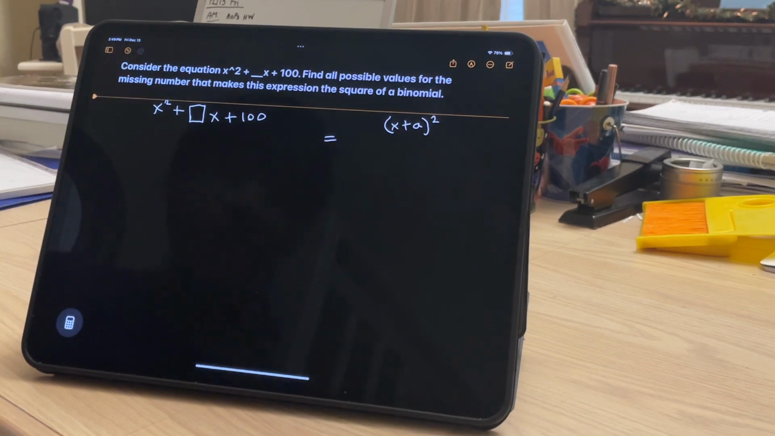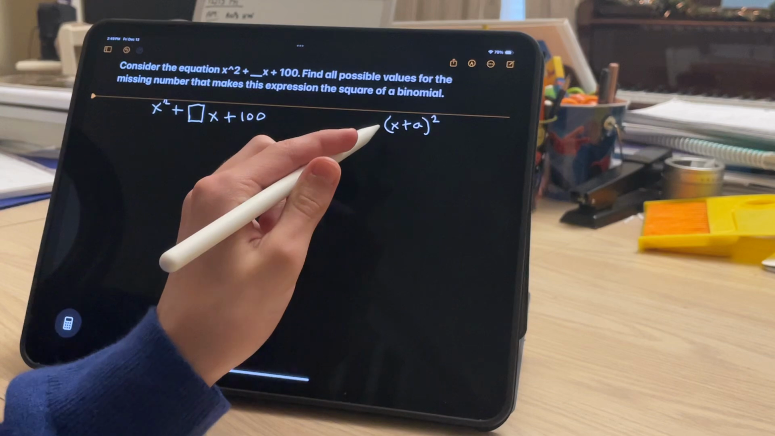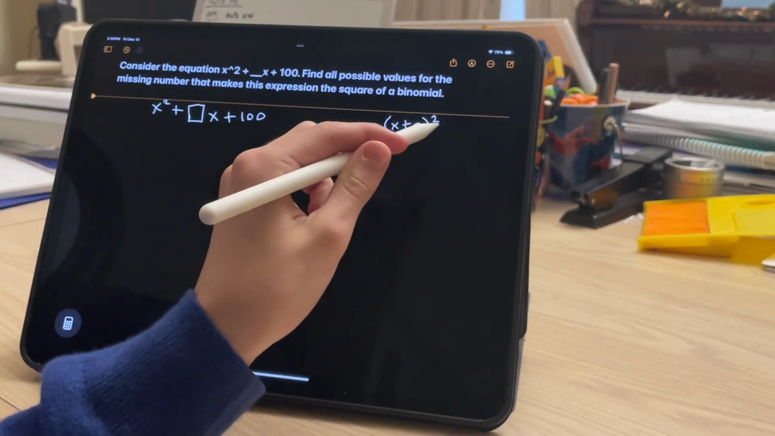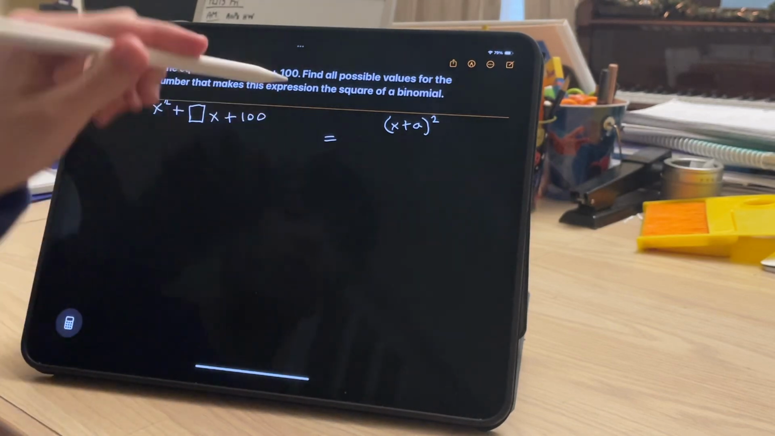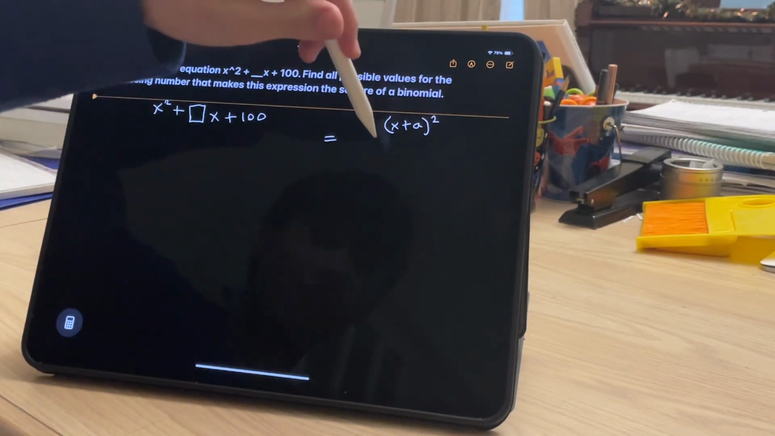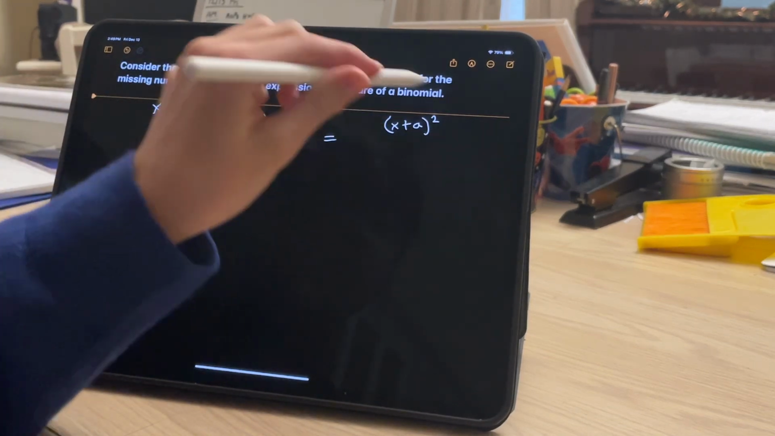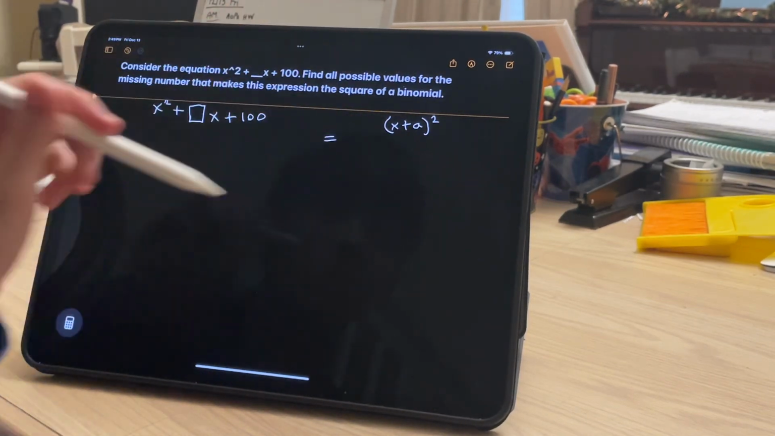So before we continue, let's review what the square of a binomial is. Over here we have (x plus a) squared, where the x plus a is in parentheses, and we have a squared on the outside here. So this expression is a binomial, and a square of a binomial is a square of this. So this entire thing is a square of a binomial.